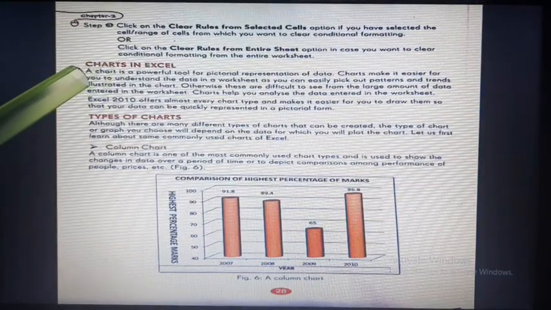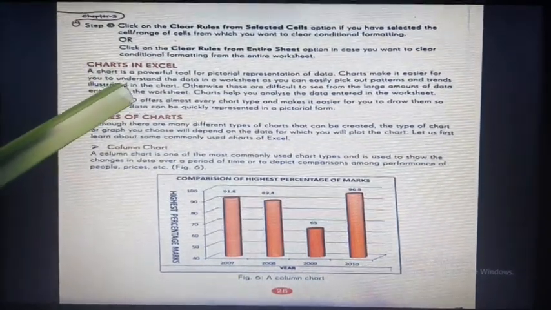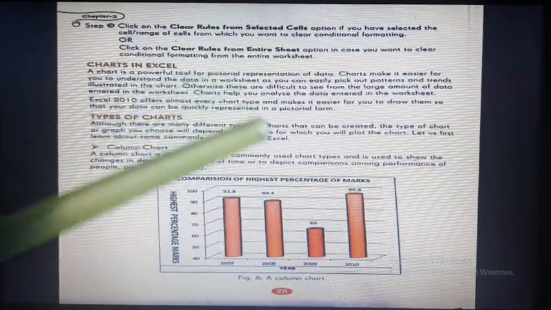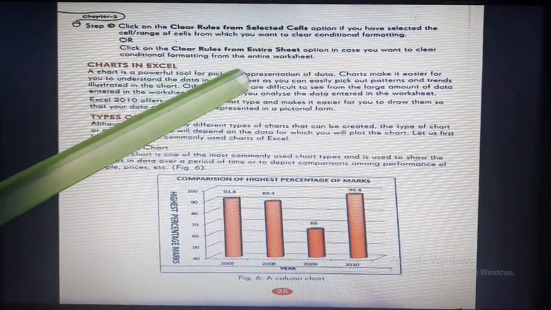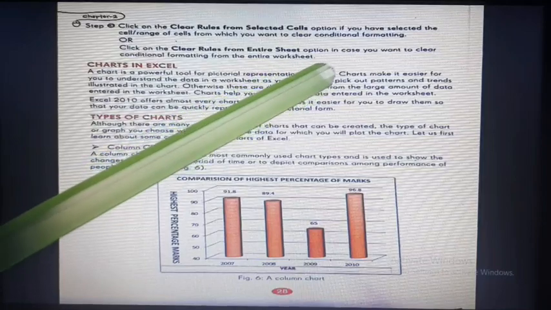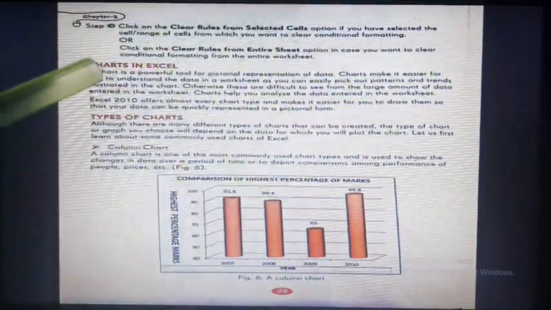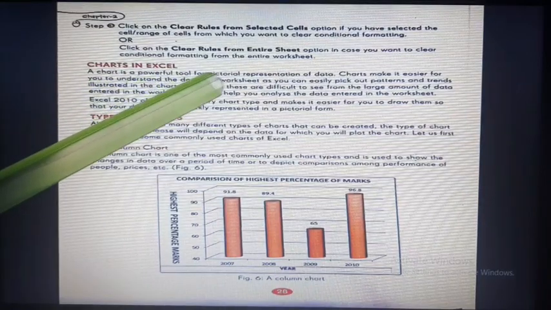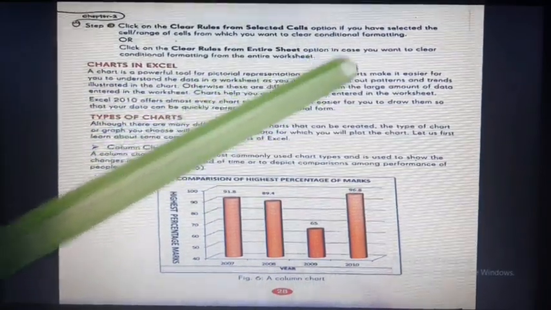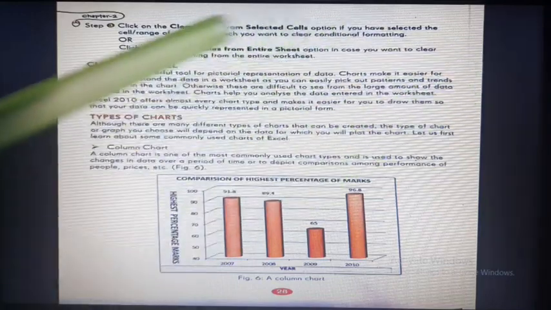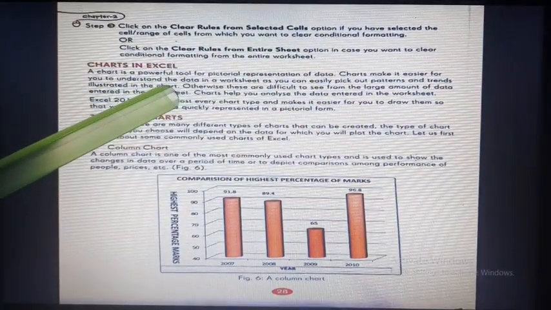Charts in Excel. Now what is a chart? A chart is a powerful tool for pictorial representation of data. Charts make it easier for you to understand the data in a worksheet, as you can easily pick out patterns and trends illustrated in the chart.